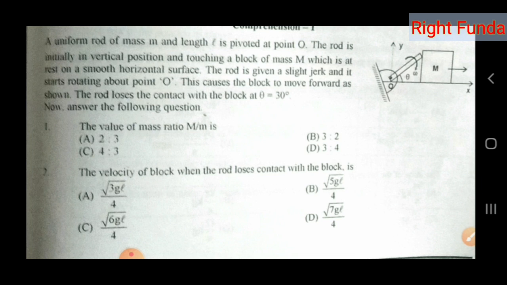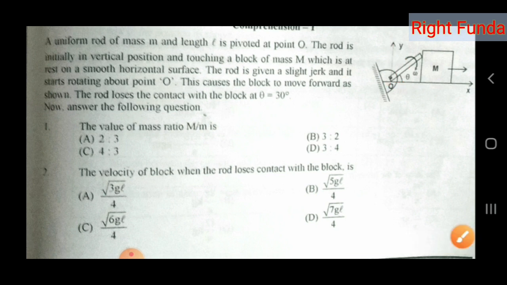Then you have to find out two things: the value of the mass ratio capital M by small m, and the velocity of the block when the rod loses contact with the block. So if you see, initially the rod was like this and the block was here, and it pushed like this and it started moving like this.